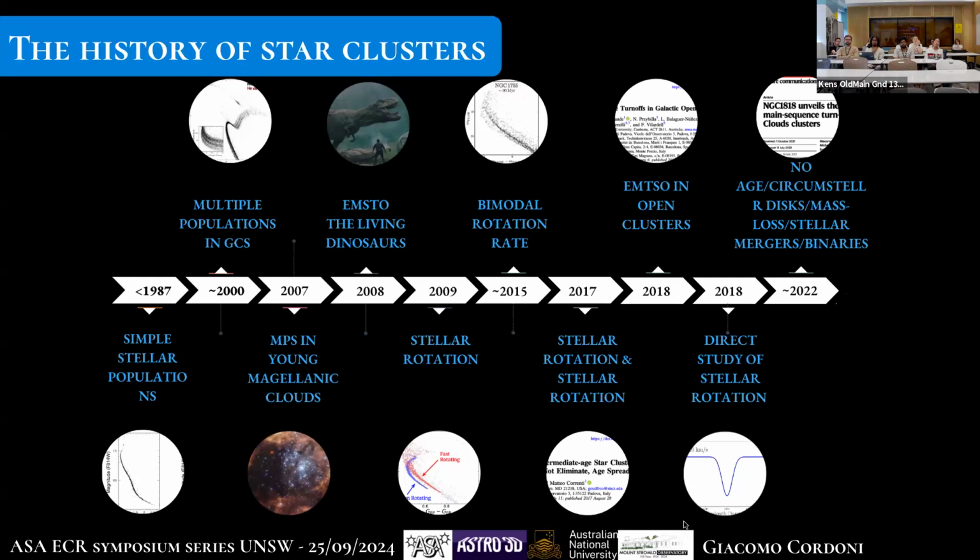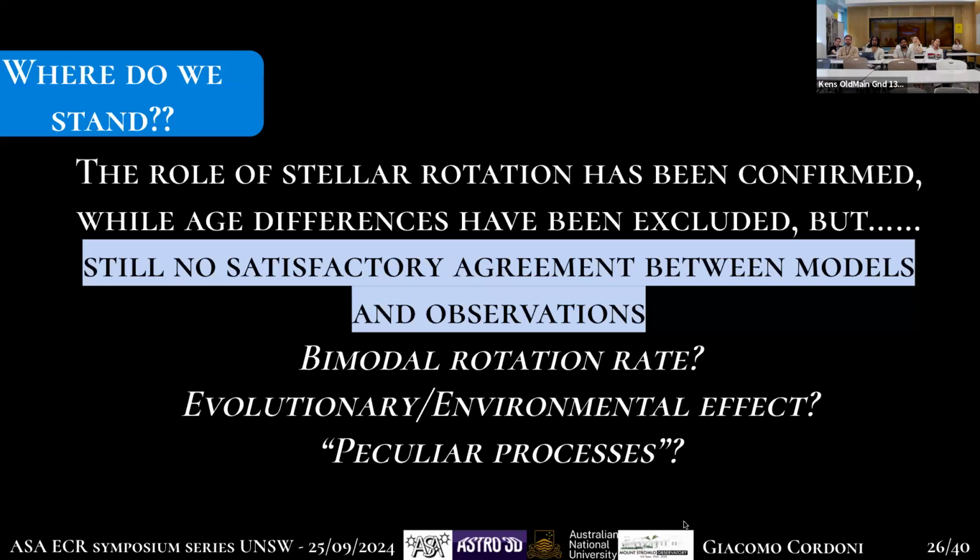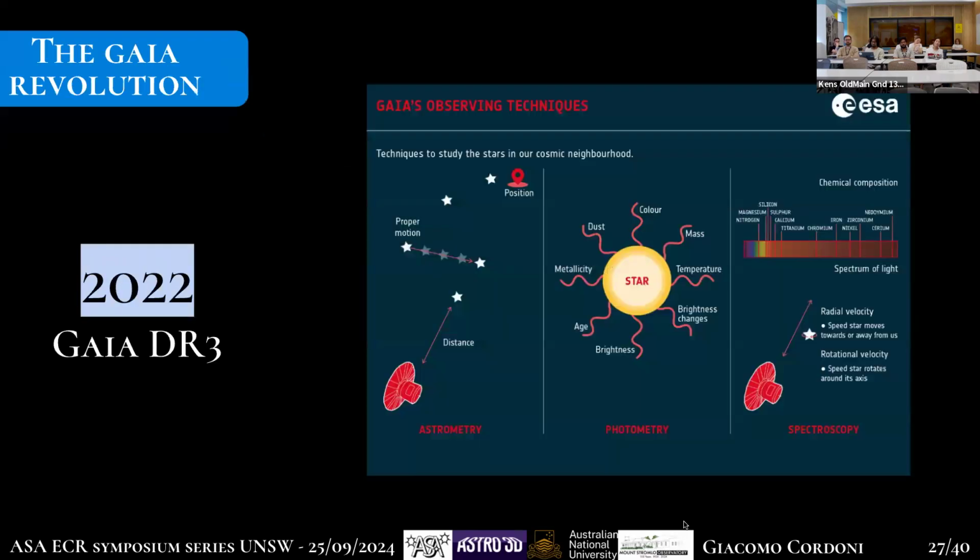So the situation is a bit of a mess, and we don't know what is going on. We know what is going on, but at the same time, we cannot explain what is going on. So for instance, even if you assume that you have a bimodal distribution of the rotational velocity, then why do you have this bimodal? Is it like that at formation? Do stars slow down? Is it an evolutionary effect? Is it an environmental effect? We don't know exactly what is going on.